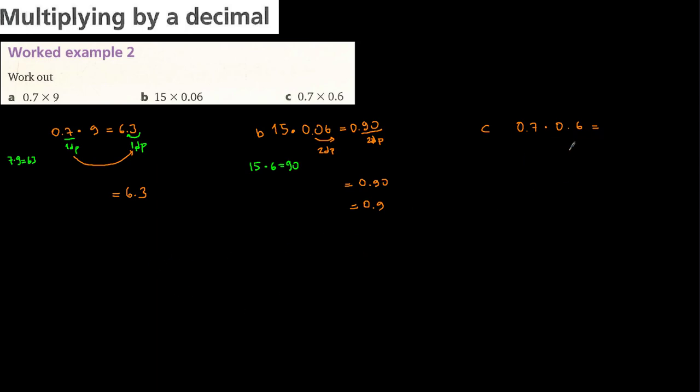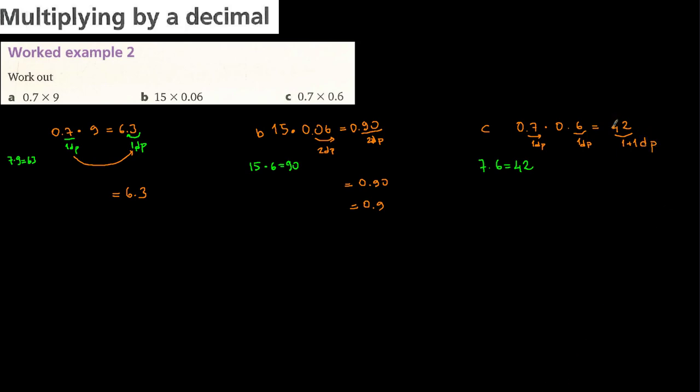Like in the previous one, as if there's no decimal, we multiply them. What is 7 times 6, which is equal to 42? So I'm going to write the 42 first as the answer. This part is important. There is 1 decimal place here, and 1 decimal place here. So the answer is going to have 1 plus 1 decimal places.